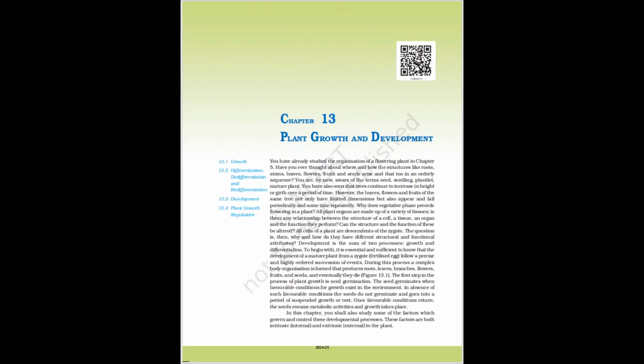Auxins like IAA and indole butyric acid, IBA, have been isolated from plants. NAA, naphthalene acetic acid, and 2,4-D, 2,4-dichlorophenoxyacetic acid, are synthetic auxins. All these auxins have been used extensively in agricultural and horticultural practices. They help to initiate rooting in stem cuttings, an application widely used for plant propagation. Auxins promote flowering, for example, in pineapples.